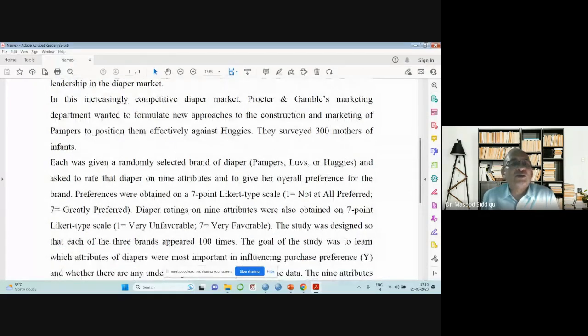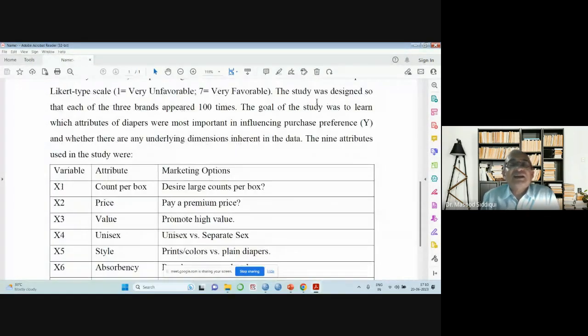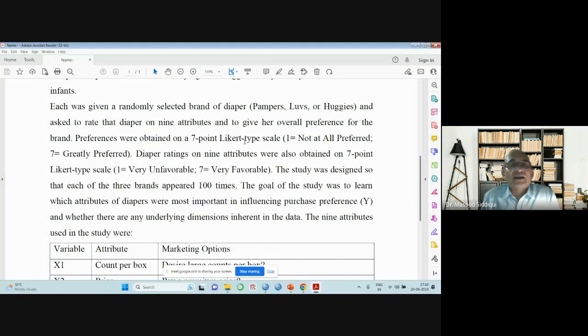And how does the case go? Each mother was given a randomly selected brand of diaper and asked to rate the diaper on 9 attributes: X1, X2, up to X9. This was on an extended Likert scale, and overall preference was also taken. The overall preference was noted down, as well as the preference on the 9 attributes. So there are actually 10 variables: one is the overall preference, and the others are the 9 diaper attributes.